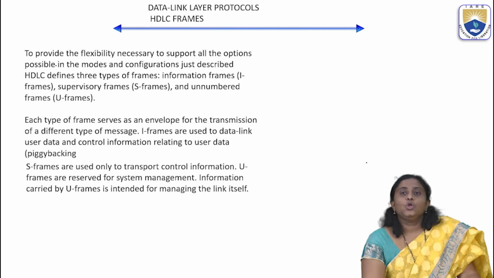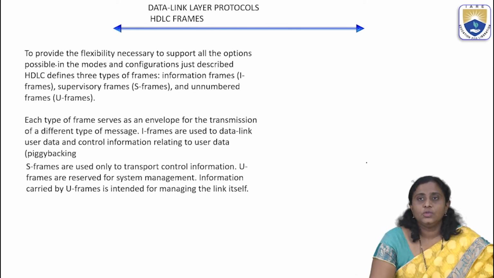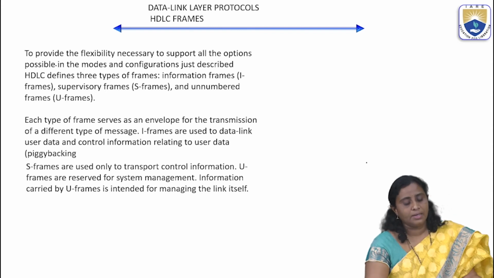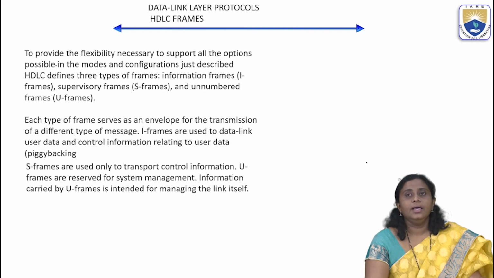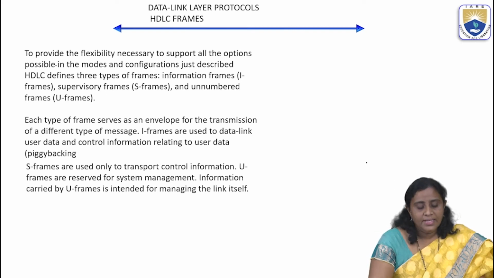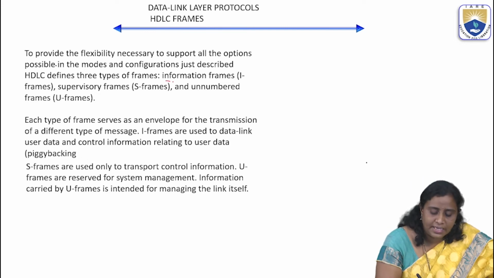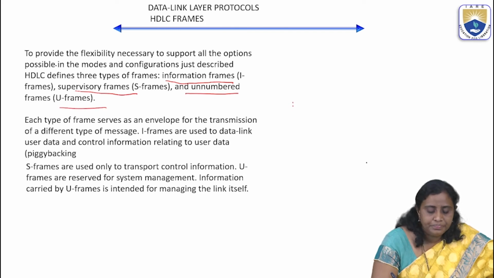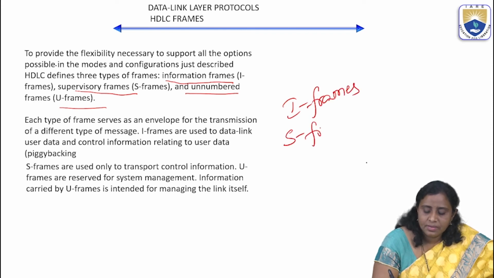To provide the flexibility necessary to support all the options possible in the modes and configurations just described, the HDLC protocol defines three types of frames. The first one is the information frames, the second one is the supervisory frames, and the third one is the unnumbered frames. That is, I frames, S frames, and U frames.